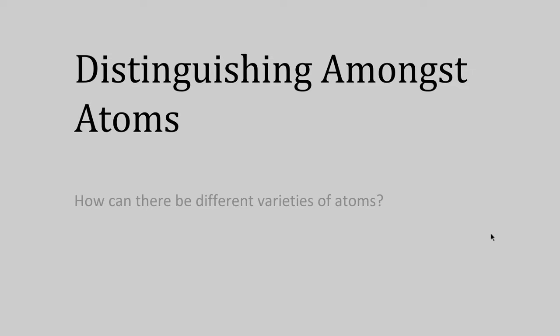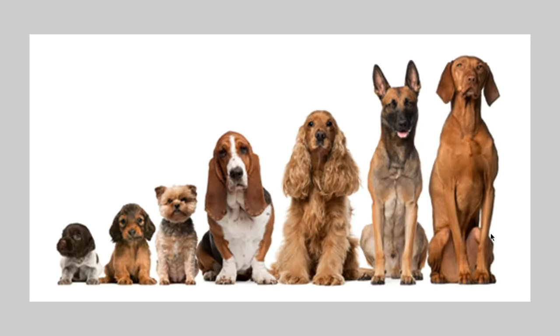In this video, we are going to be talking about different types of atoms, or how there can be variation in atoms that are of the same type of atom. And I know that doesn't really make sense right now, but if we can make a comparison to something that we do recognize, which is dogs.